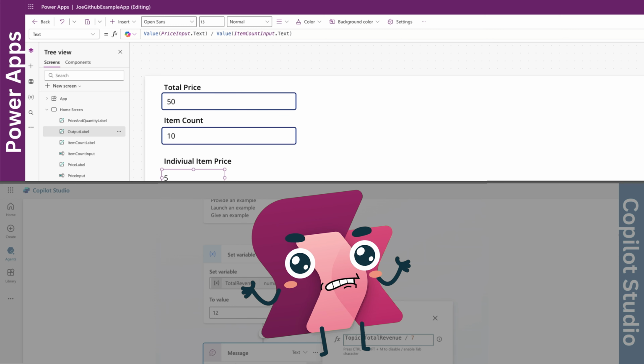If users enter a total price and the number of items in two text inputs, you'd write Value(TotalPriceInput.Text) / Value(ItemCountInput.Text). This divides the total price by the number of items to calculate the price per item. You can also use division for percentages, like finding a percentage share by dividing one value by another and multiplying by 100.